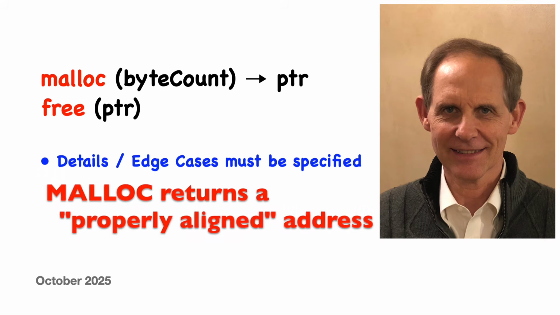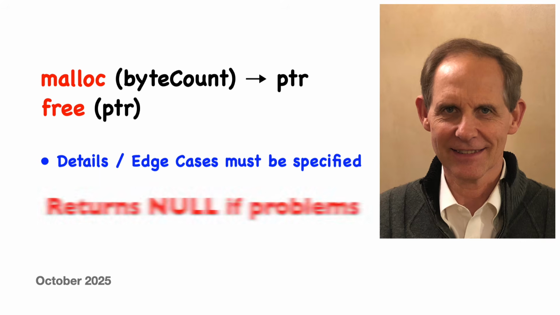We can also add that the memory address returned by malloc will have the most general alignment as appropriate for whichever system you're running on. And malloc will return the null pointer, that is 0, if it's out of memory and can't satisfy the request.